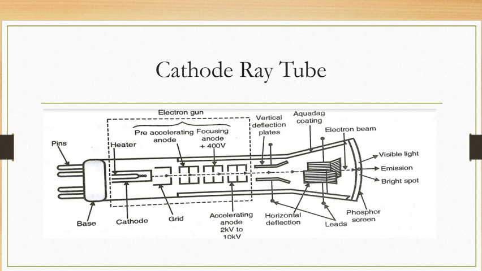Generally, this cathode is cylindrical in nature, as shown over here, and at the end of the cathode, a layer of barium and strontium oxide is deposited. This layer causes electron emission at a moderate temperature, so the barium and strontium oxide layer allows the emission of electrons at moderate temperature.